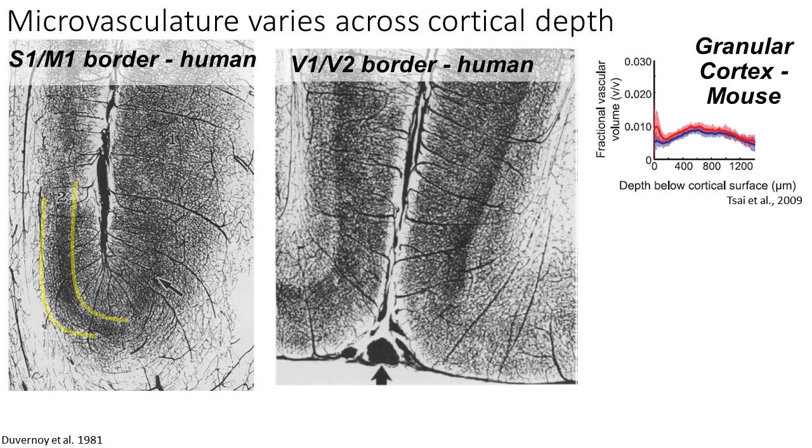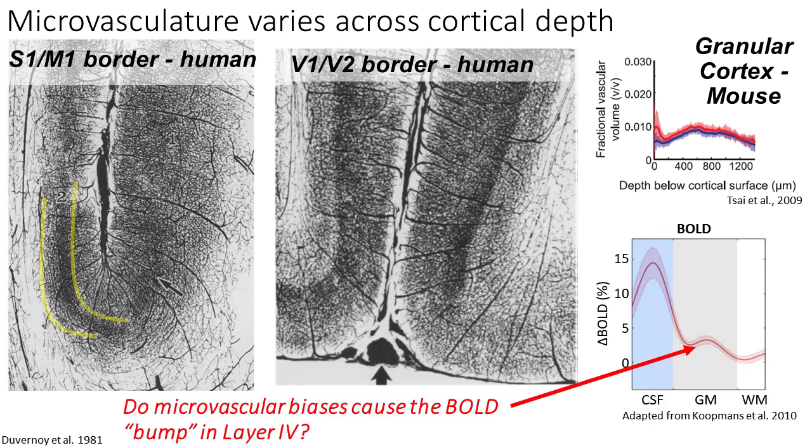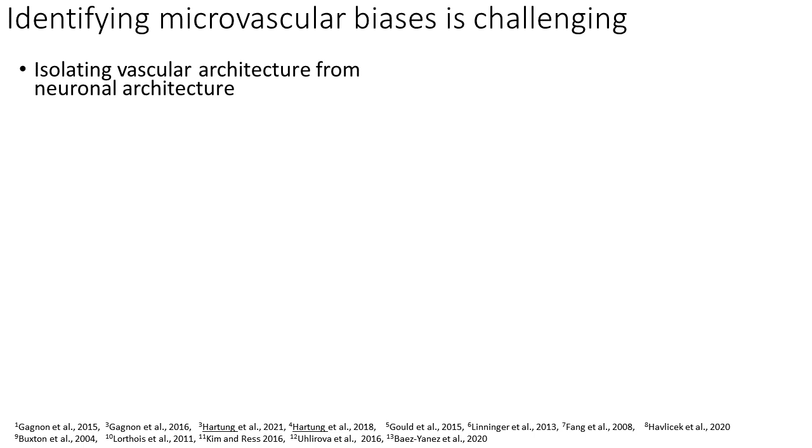Given that a high capillary density is often found near the middle cortical layers, here we ask, could this microvascular feature cause the BOLD bump, or the local peak of the BOLD response amplitude in the middle cortical layers, as seen in many studies, perhaps most clearly observed in humans by Koopmans et al. in 2010? Unfortunately, answering this question by identifying microvascular biases is challenging.